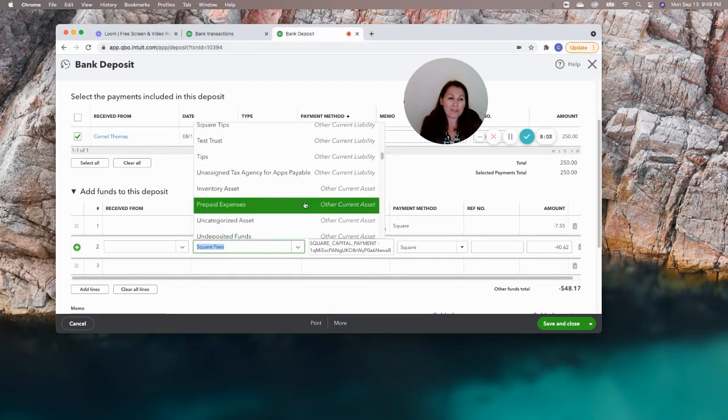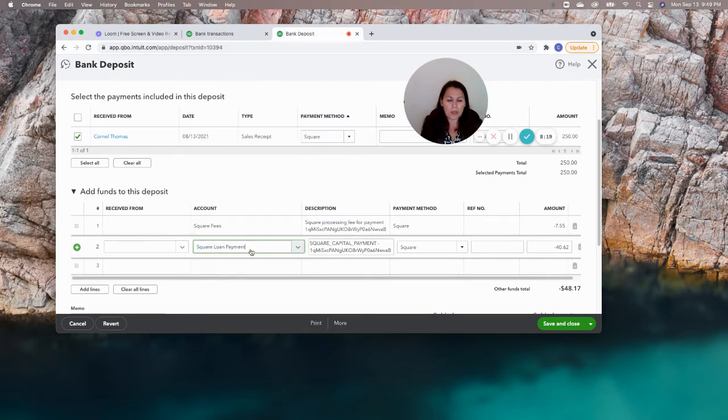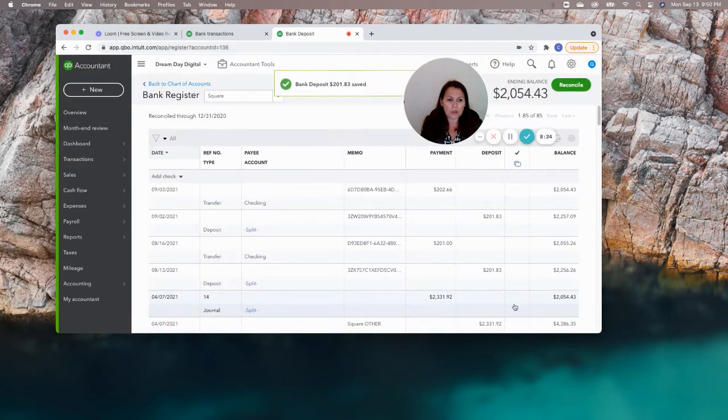The way to fix it, you have to actually disconnect the account, connect it back again. And when you connect, you need to map it so that whenever it says Square Capital Payment, it goes to that Square loan, okay? Or you can do it manually as well. But you do have to go to each transaction to make sure you get it corrected, okay? So this way, everything is going to be recorded accordingly. So loan payment versus the Square fees. All right. So this is just a little sample of what's going on with Square.